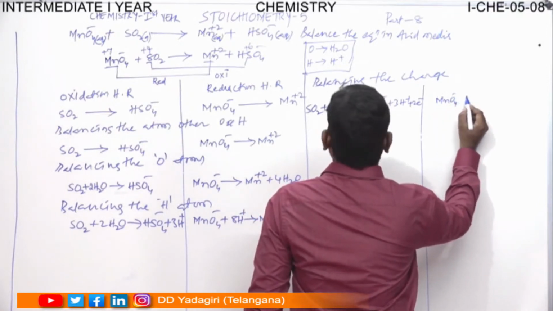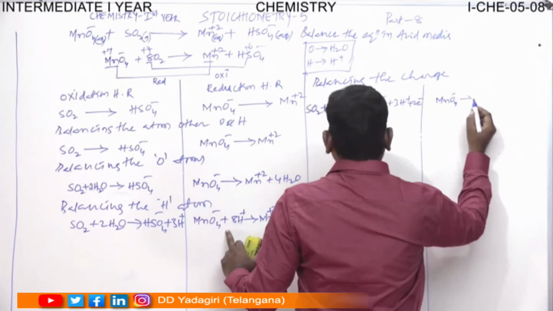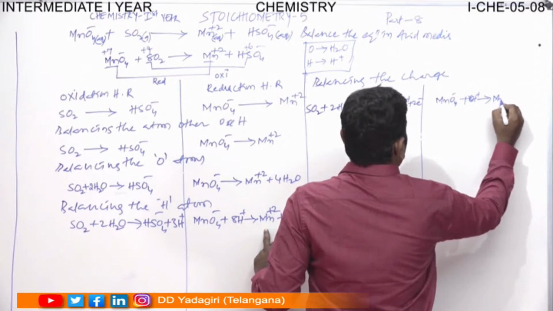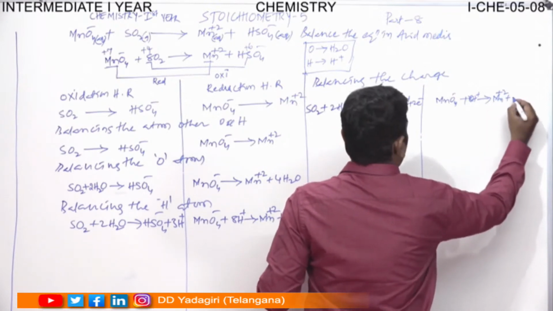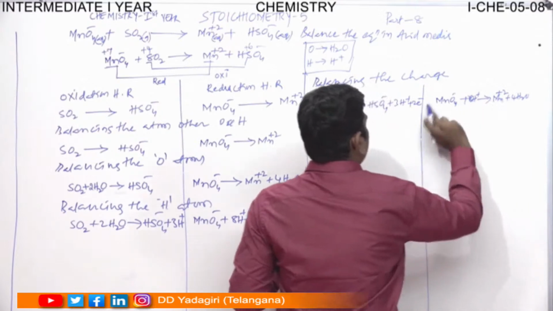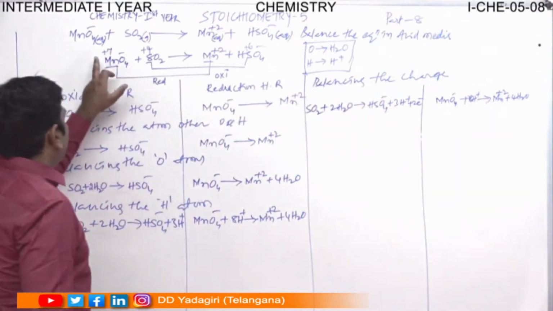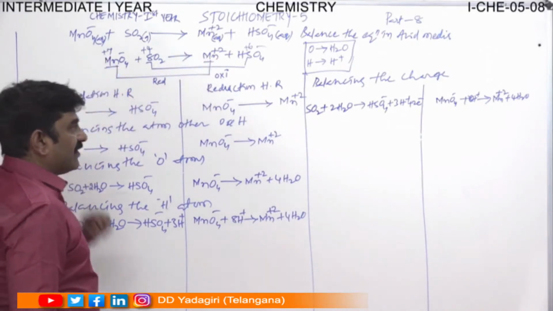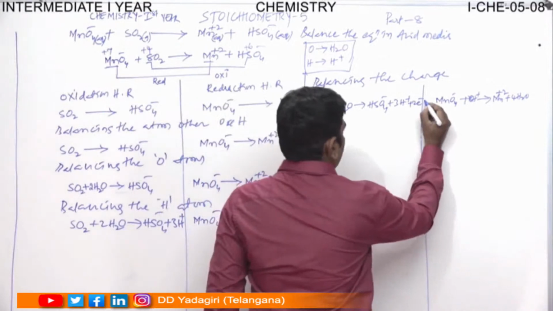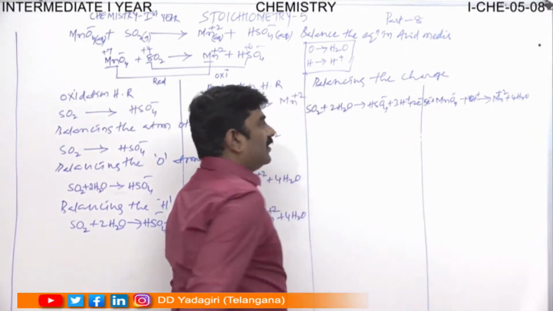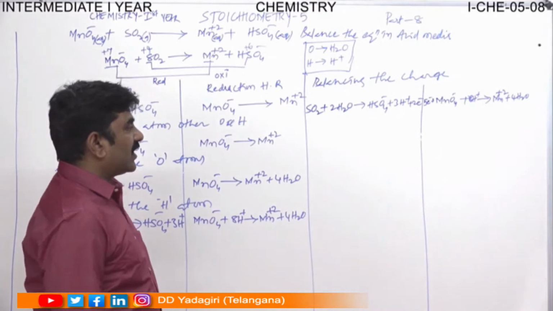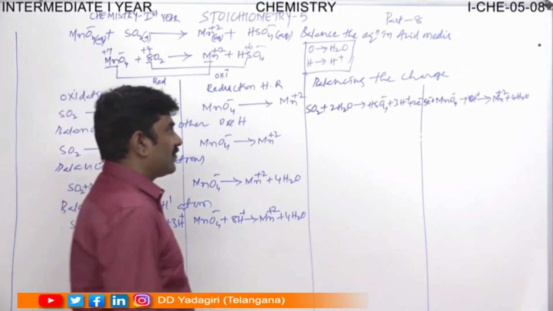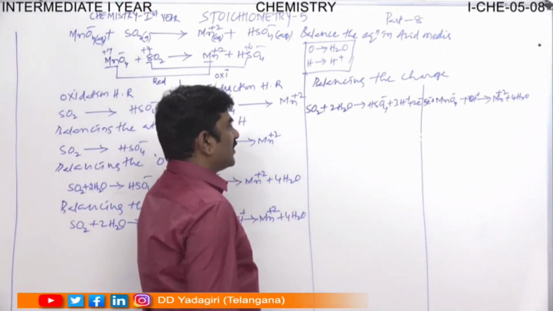Next case: MnO4 minus plus 8H plus will give Mn2+ plus 4H2O. How many electrons are different? 5. Here +7 and +2, so how many fewer electrons are there at +7 than at +2? 5 electrons. Therefore add 5 electrons on this side. The number of electrons lost is 2, and the number of electrons gained is 5. So it is not balanced. Therefore multiply both the equations with a suitable number.